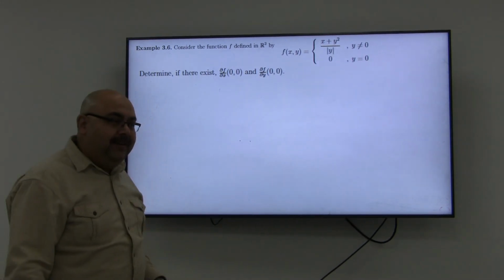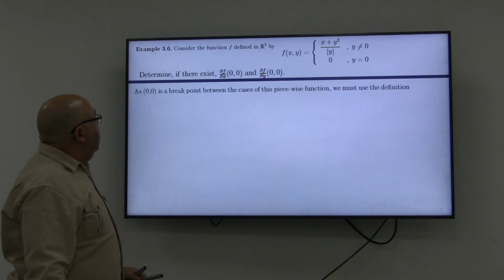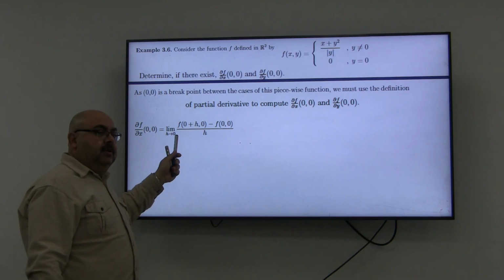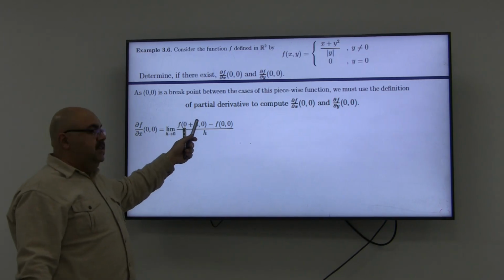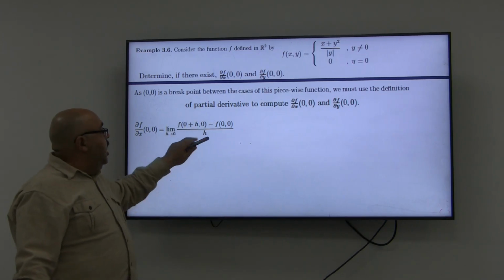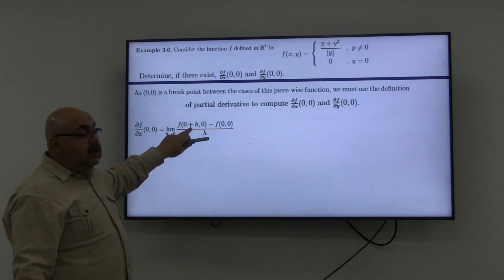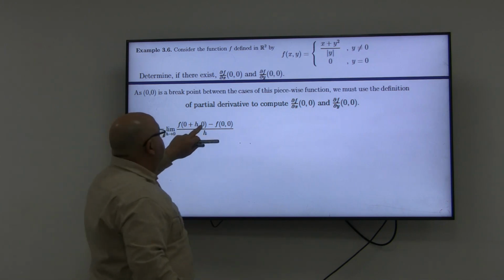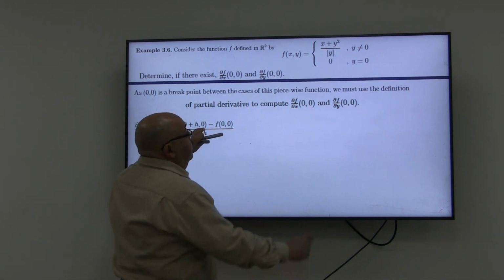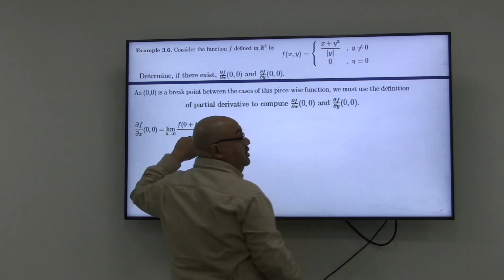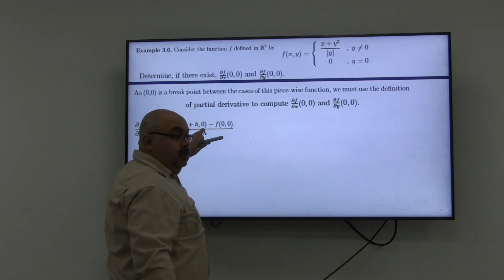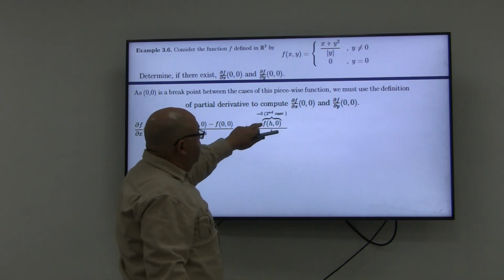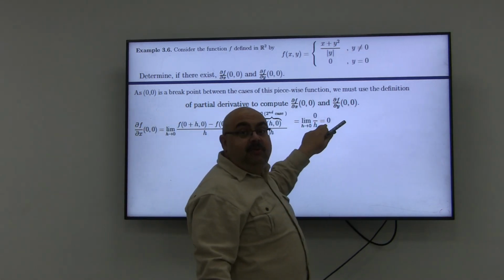Let's do it together. Once more, if I want to find the derivative with respect to x at the origin, I will use the definition, which is the limit of f of 0 plus h, 0 minus f of 0, 0 over h. I will make the substitutions. Here is 0 plus h and 0. Remark, if y is equal to 0, the value of the function is equal to 0. You don't have to do anything. So this is 0 minus 0, so it's going to be equal to 0. From the second part, the value is equal to 0 directly.